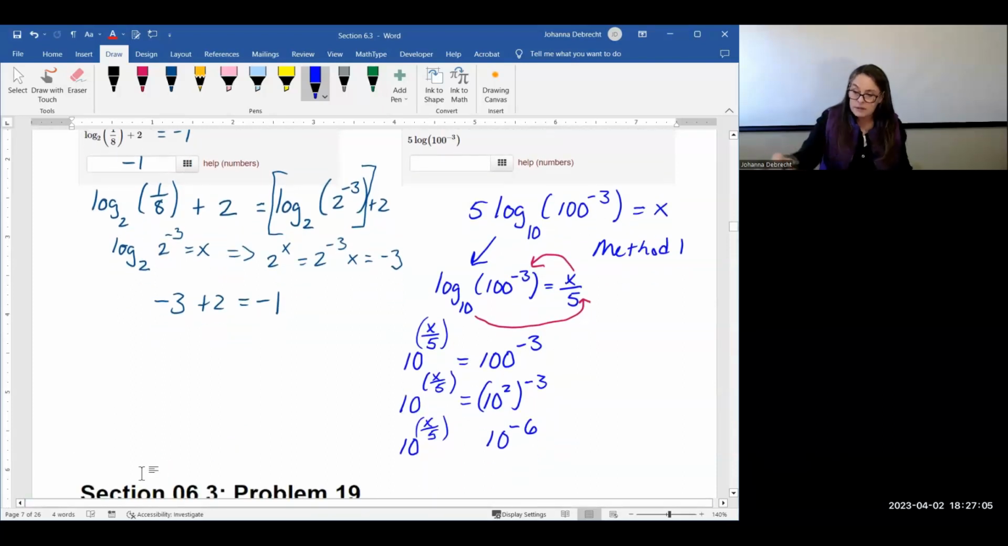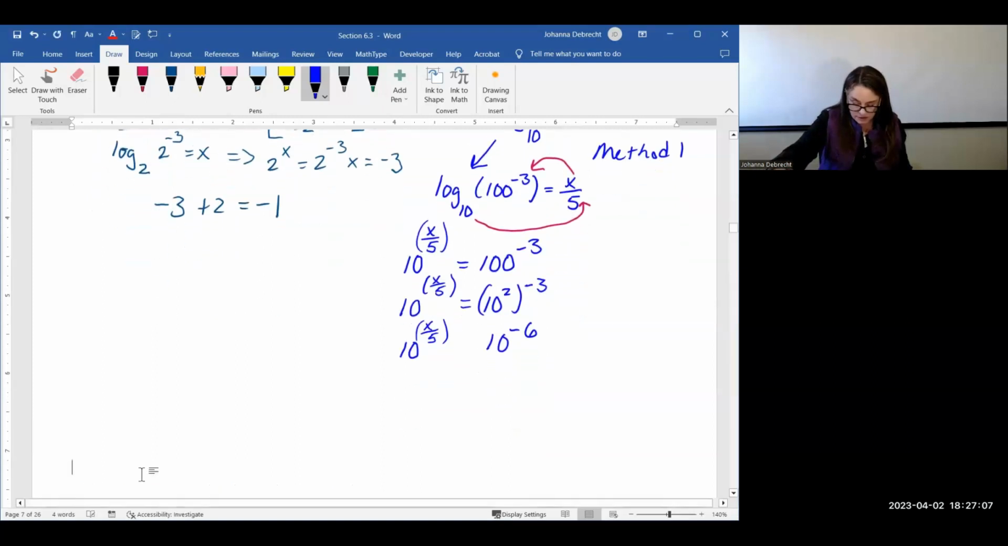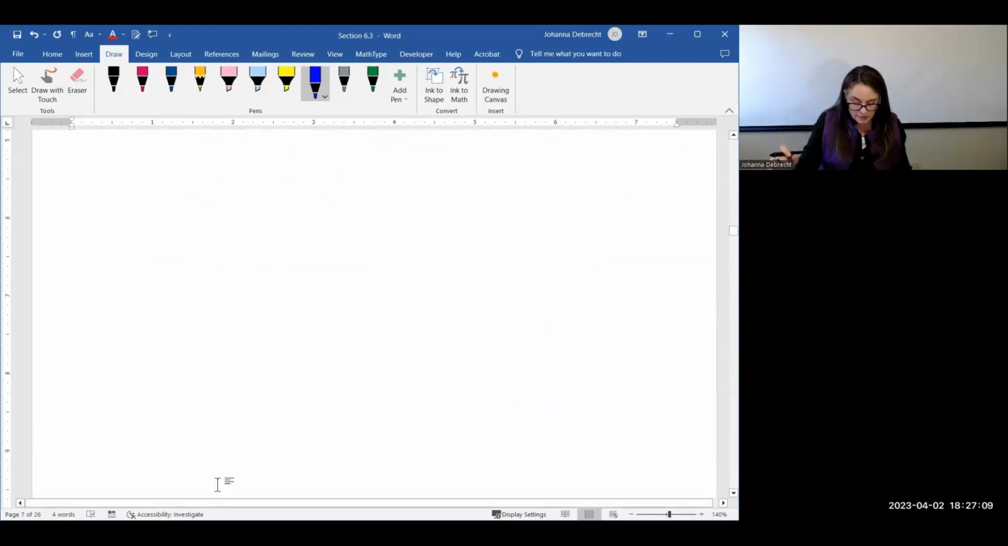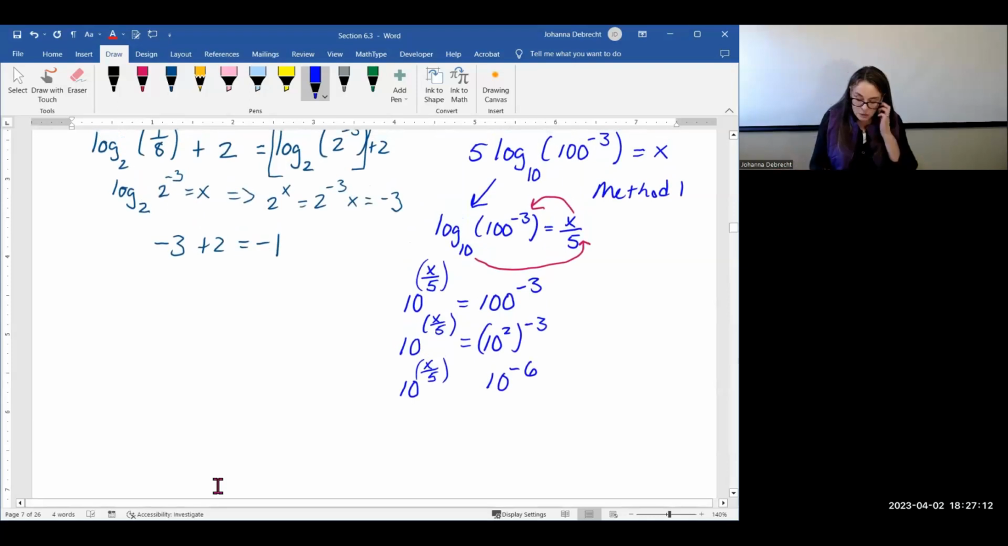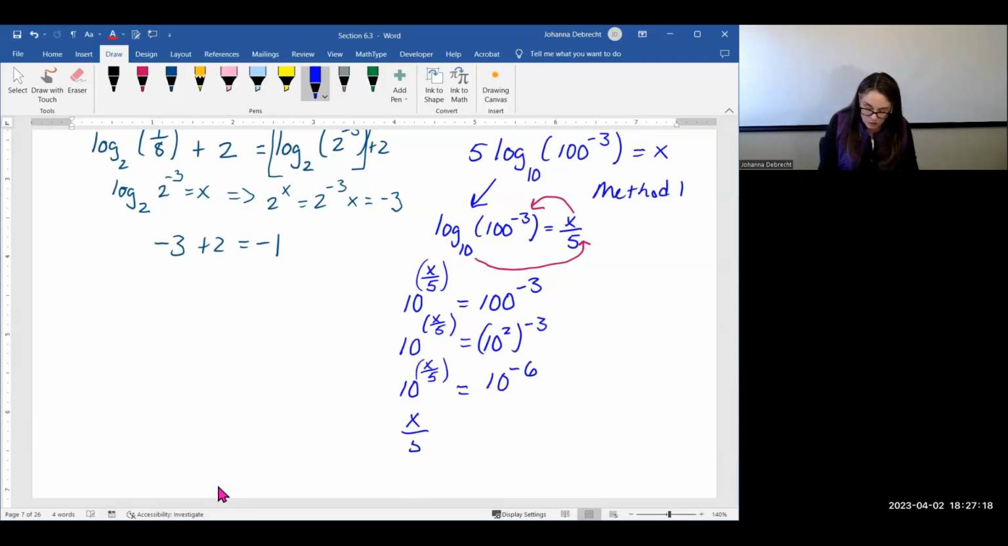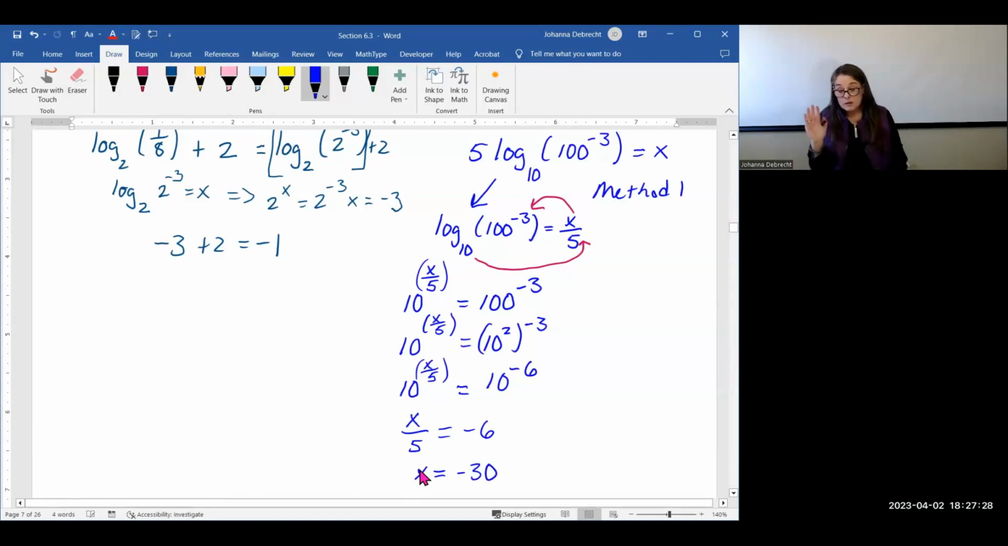Let's see if I can hit return. Yeah, that works. Okay, that gave me enough space. All right, so what's the next thing? These are equal and the bases are equal, so the powers have to be equal. And if x to the 5th equals negative 6, then I can multiply both sides by 5, and I get x equals negative 30. Whoa, okay, well, I wasn't expecting that, but that's what it comes out to be.